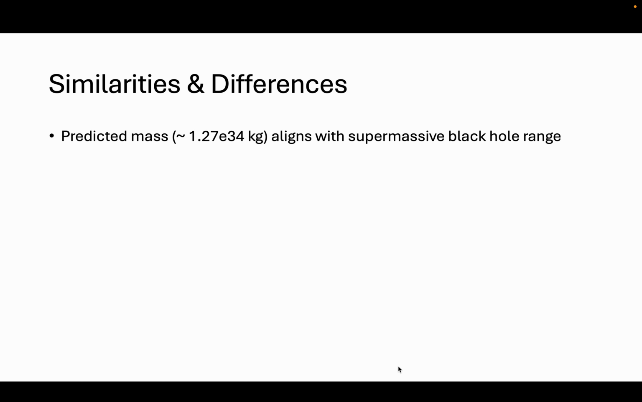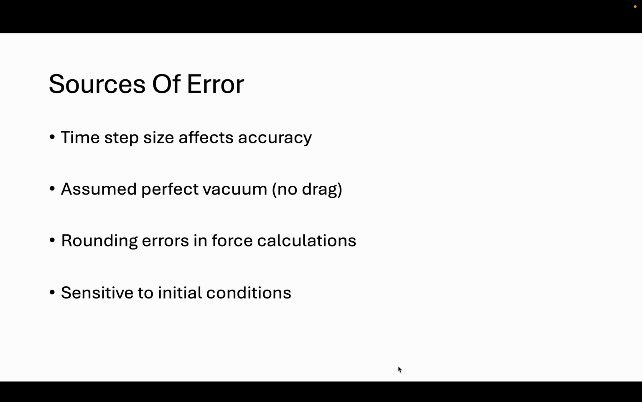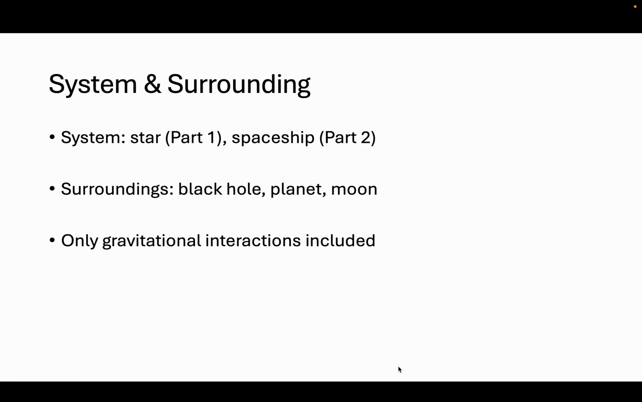While this lab was computational, I compared my predicted black hole mass to real-world black hole types. This value is far larger than a stellar mass black hole. There are several possible sources of error. A large time step could reduce accuracy, and the model assumes no air resistance. Also, the simulation is sensitive to the exact initial velocity, and rounding errors in force calculation can compound over time.